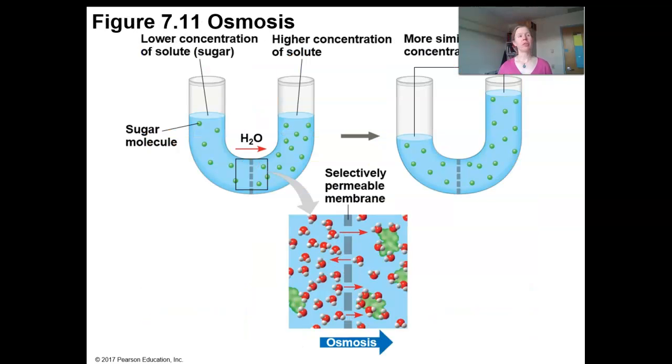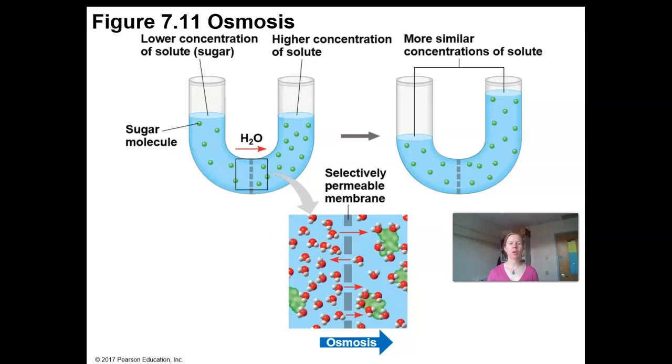Okay, a specific form of diffusion governs how water is moved around. So osmosis. Osmosis is the diffusion of water, right? So the movement from high concentration of water to low concentration of water. Osmosis is the diffusion of water across a selectively permeable membrane.